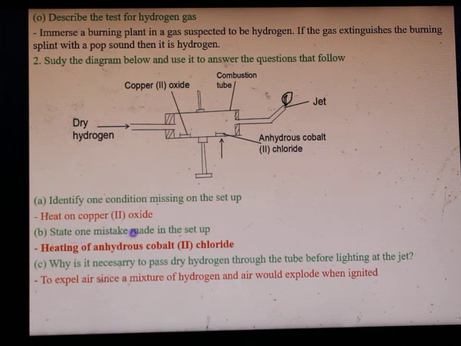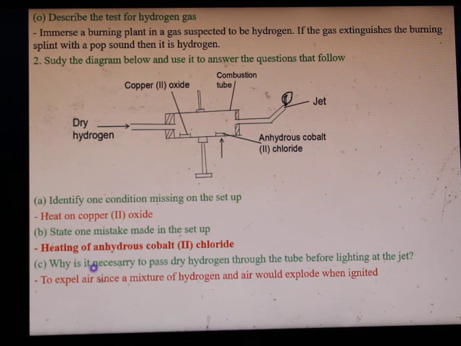State one mistake made in the setup. Looking at this setup, you can see everything is set right, but there is heat on anhydrous cobalt 2 chloride. That one is a mistake. Anhydrous cobalt 2 chloride is not supposed to be heated. So the mistake is heating of anhydrous cobalt 2 chloride.